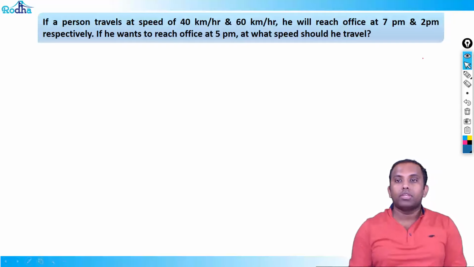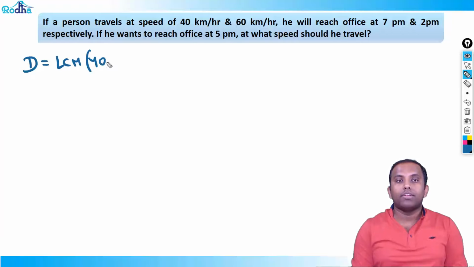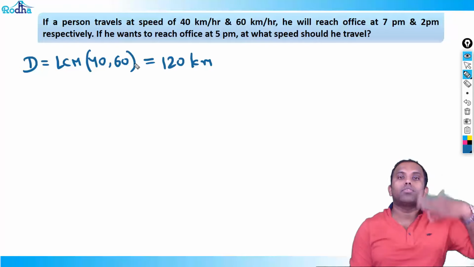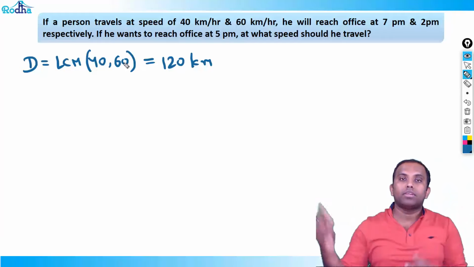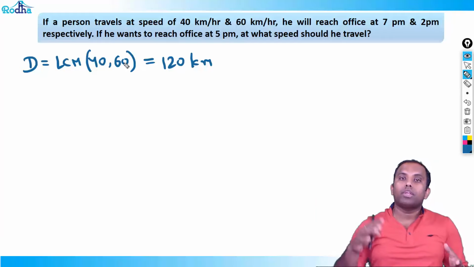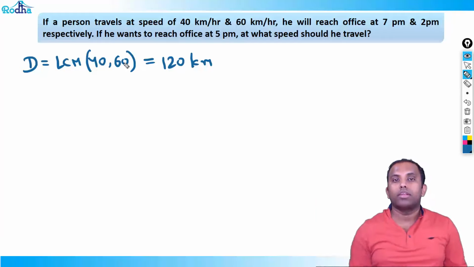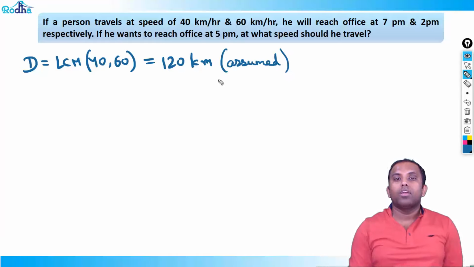Assume the distance as the LCM of these speeds, that is 40 and 60. So what is the LCM of 40 and 60? 120 kilometer. Just read the table of 60 and see where 40 comes in. 60 is not a multiple of 40, but 120 is a multiple of 40 also. That means 120 kilometer is the assumed distance.